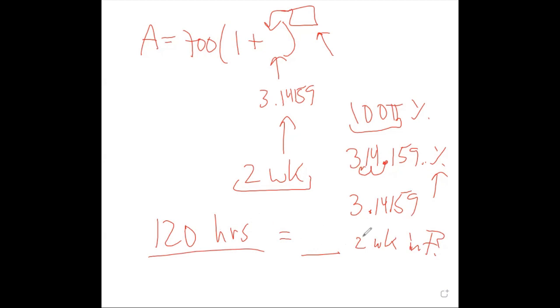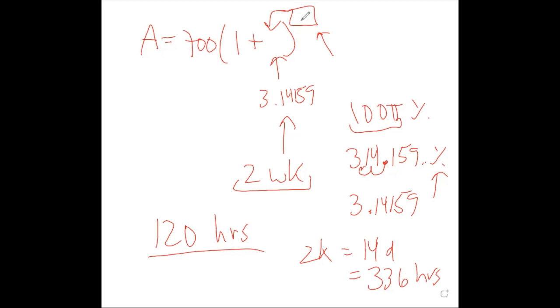Well, how many hours is 2 weeks? Let's see. We know that 2 weeks is 14 days. Every day is 24. So 14 times 24, so 336 hours. So time is measured in blocks of 336 hours. Well, notice we're not even going to advance one block. We're just going to go 120 hours. That's not even one whole jump.